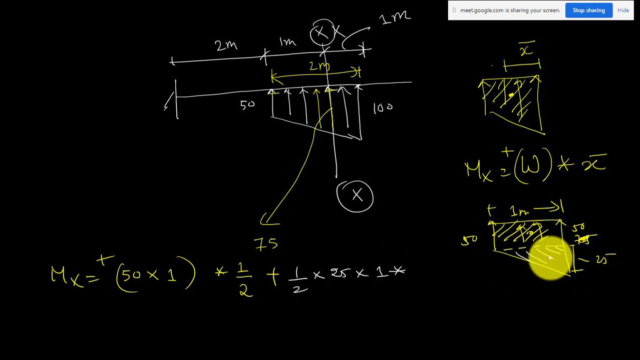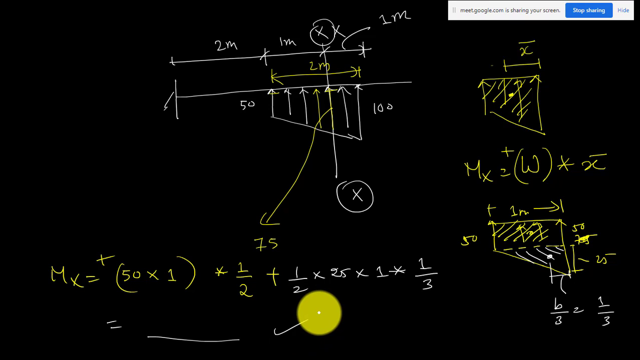It is a total load. It will be acting at this point, the CG. What is the distance of the CG? The base by 3, B by 3. What is the length of this base? 1. So it is 1 by 3. So into 1 by 3. If you do this, you will get the total moment. This is how we have to find it.